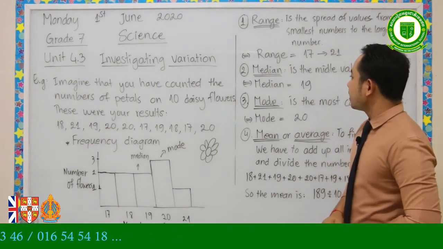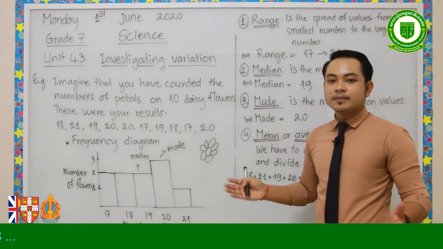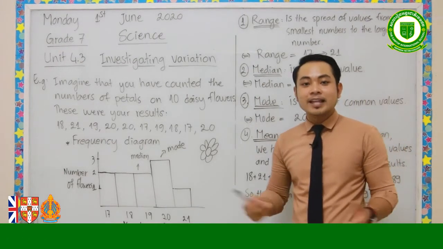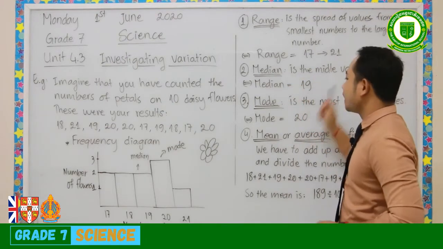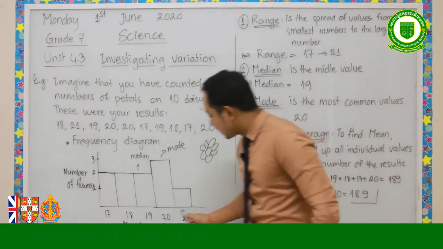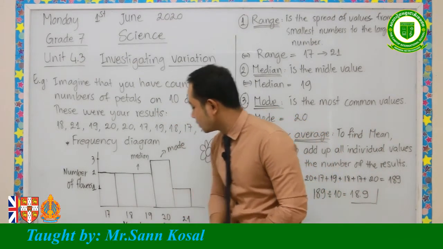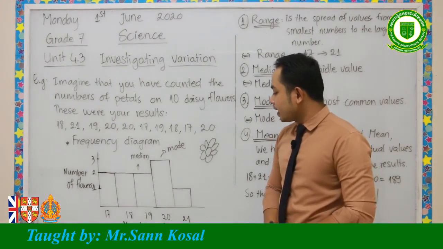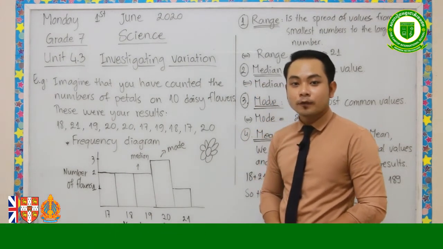The second, we are studying about median. So what is median? Let's take a look at the definition first. Median is the middle number. So now take a look at this. We have 5 numbers right here, 5 values. So what number is in the middle? What value?